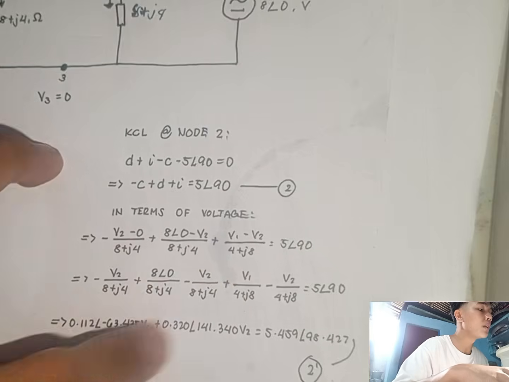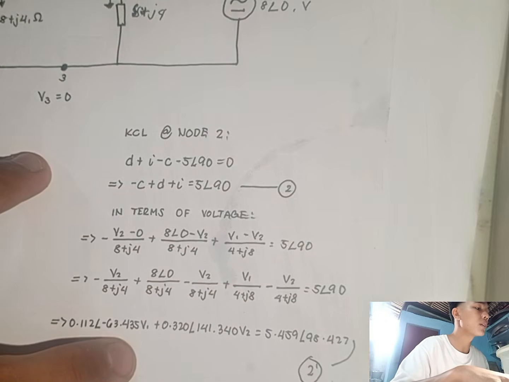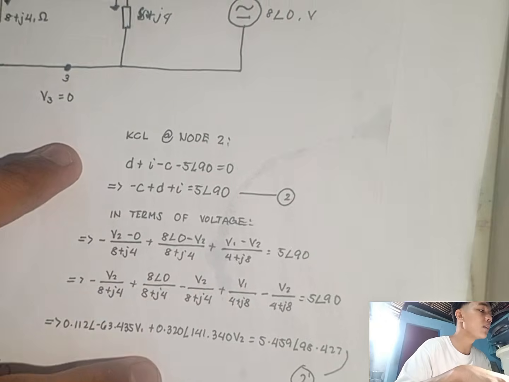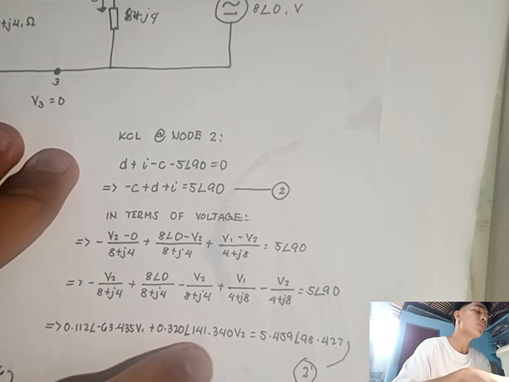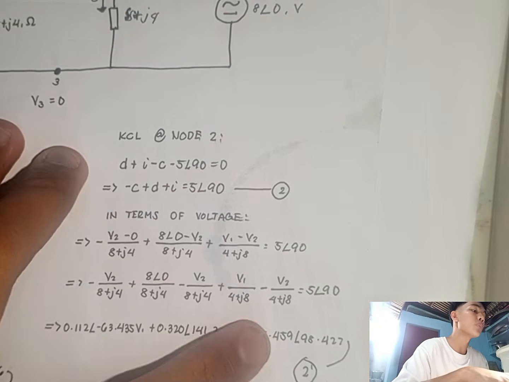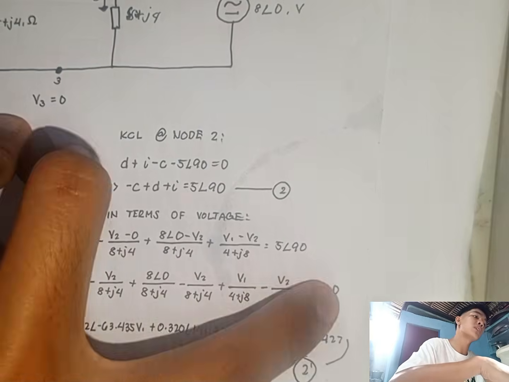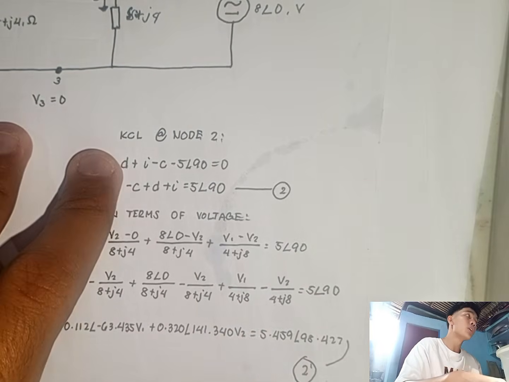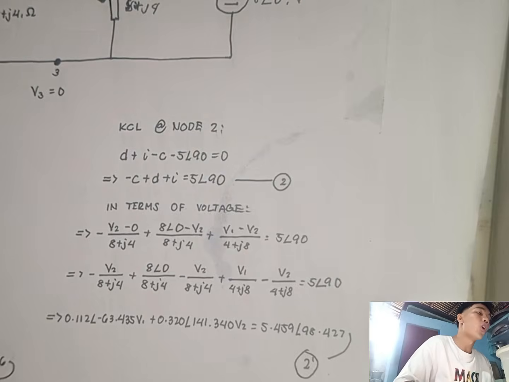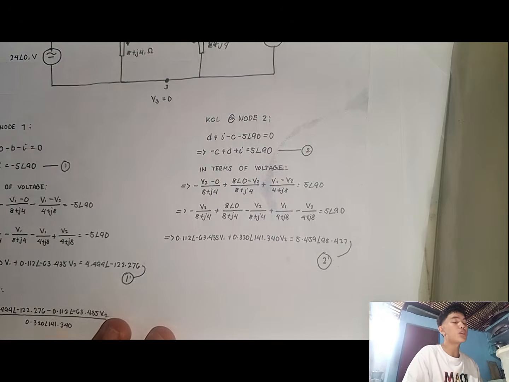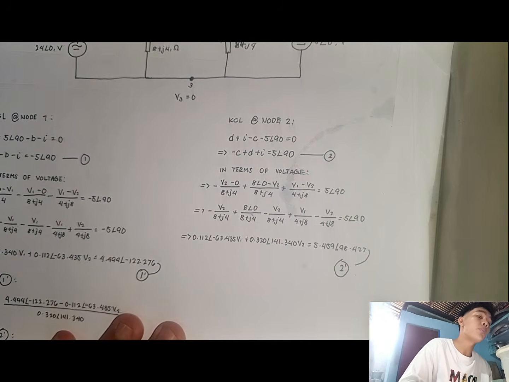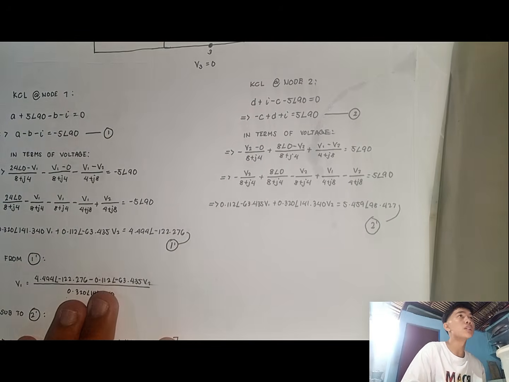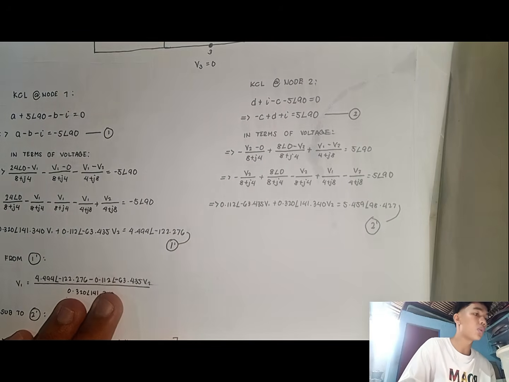For V sub 1, we obtain 0.112 angle of negative 63.435 V sub 1. For our V sub 2, combining the similar terms, we obtain 0.320 angle of 141.340 V sub 2. For our constant, we transpose this constant to this side, so we obtain 5.459 angle of 98.427. So we obtain equation 2 prime. We have a set of two equations with two unknowns, which are V sub 1 and V sub 2.